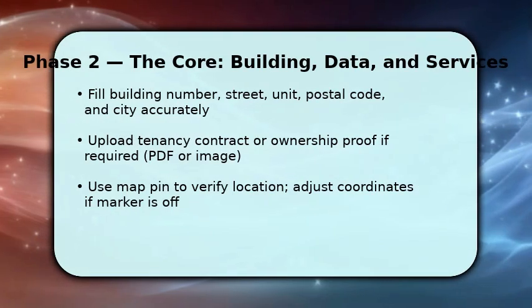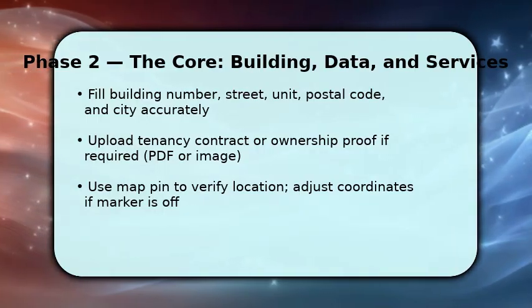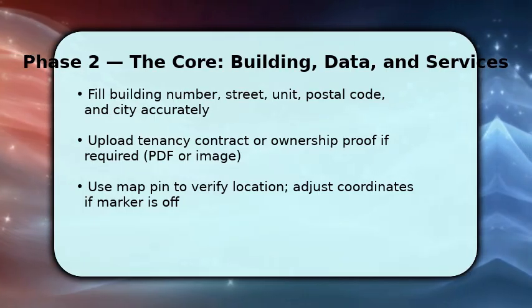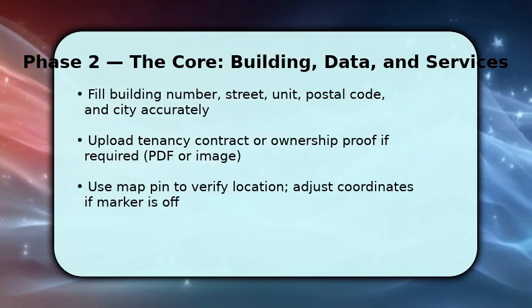Now you complete the core address entry. Type the building number, street name, unit, and postal code exactly as on your document because mismatches trigger rejections. Upload supporting files, tenancy contract or title deed as PDFs or clear images.